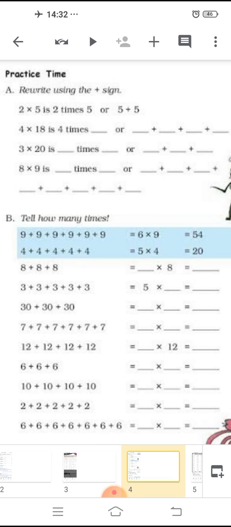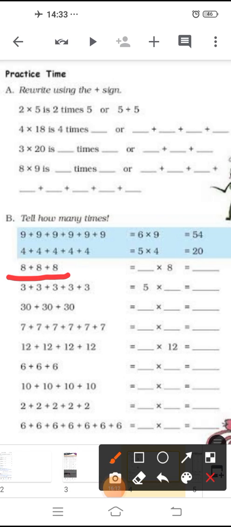Now come to next. 9 plus 9 means they only want to know that if they give it to you in plus form and they want it in multiplication form, how will you do it? Your answer should be the same. So if they have written 8 plus 8 plus 8, it means 8 is written 3 times. So what will you write here? 3 into 8. 3 8s are 24. And if you are adding 8 3 times, that will also give you 24. Okay.